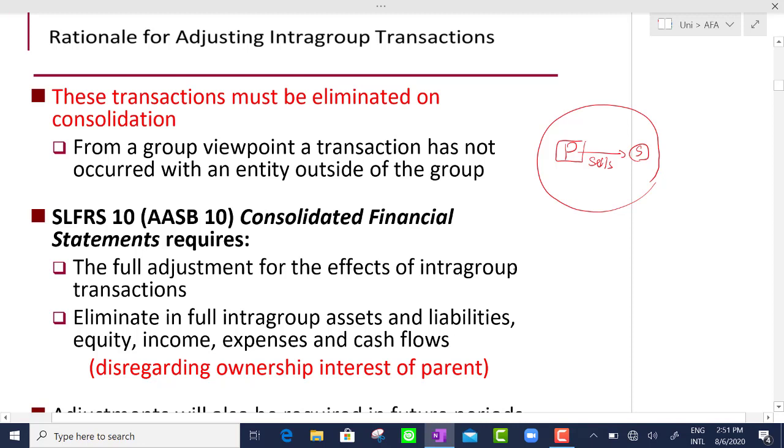This is not a sale. Because if we take the group as a single economic entity, this sales transaction has not occurred, or has not been done for an outside customer.